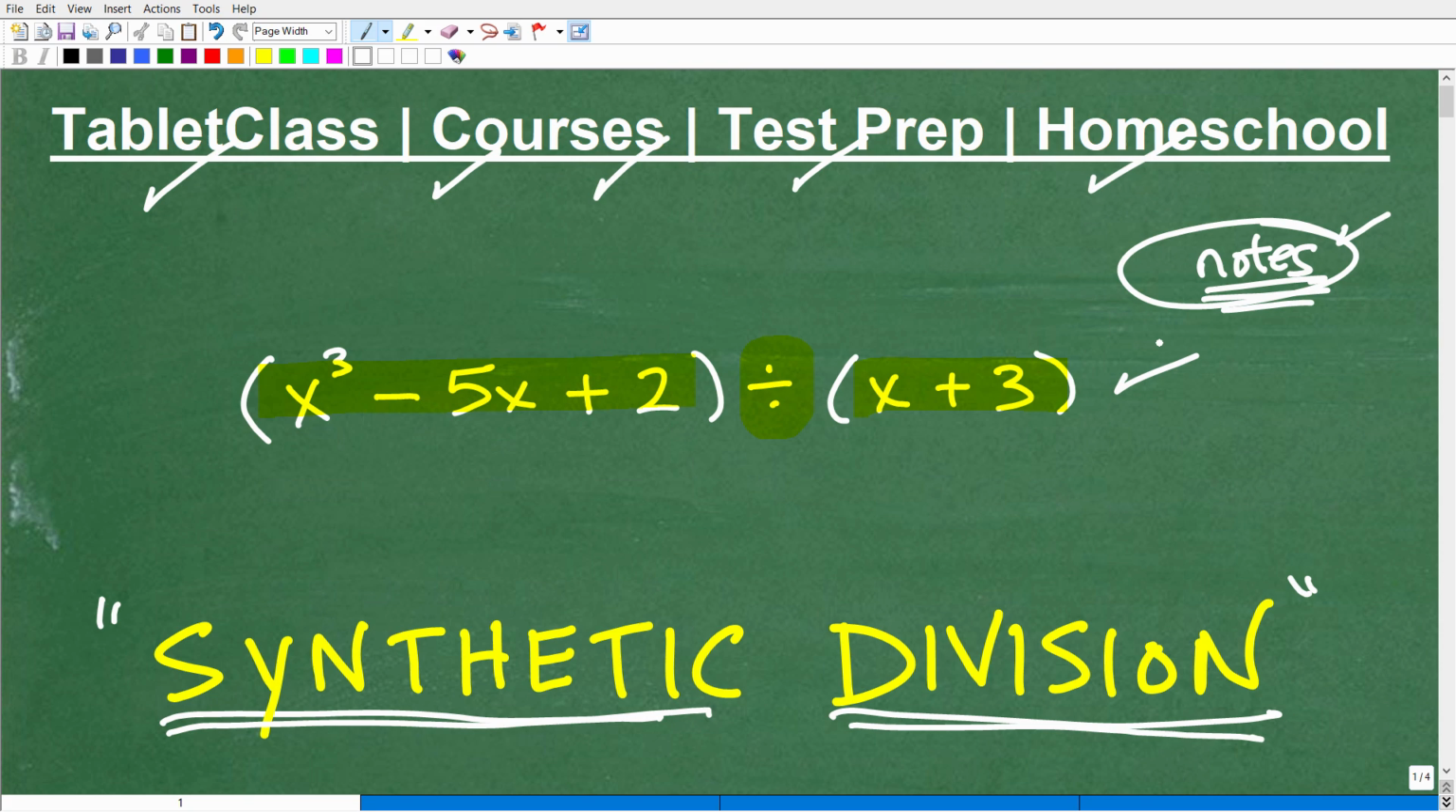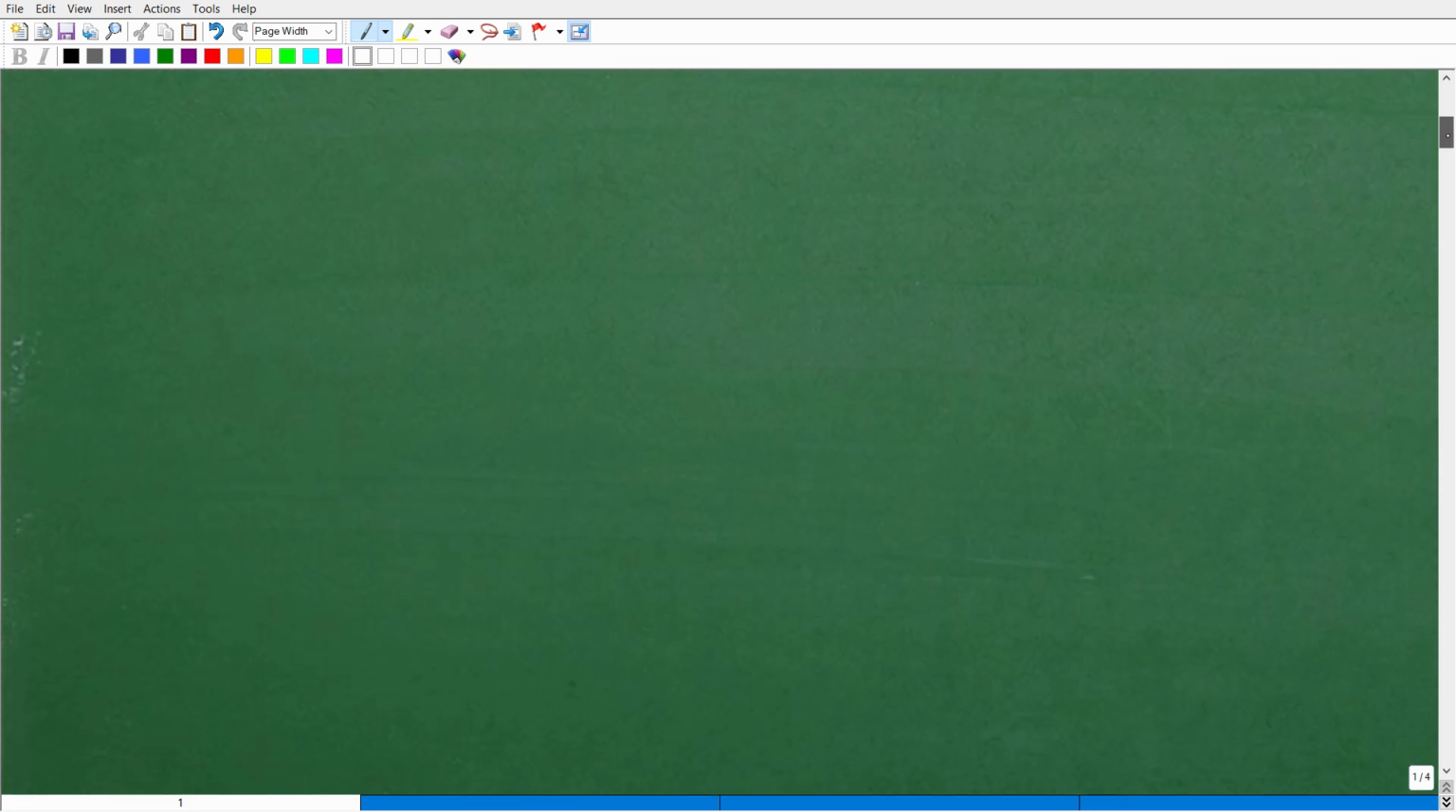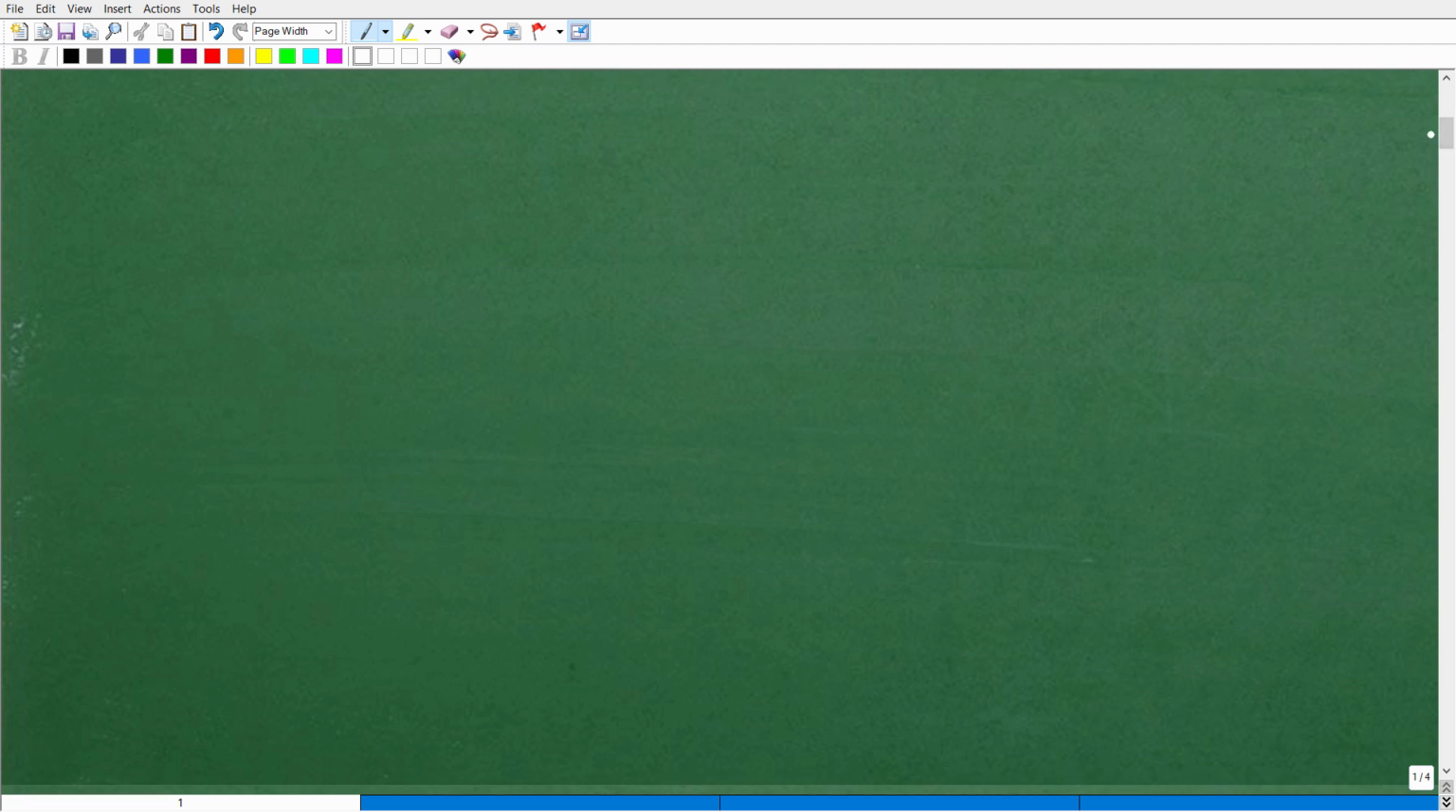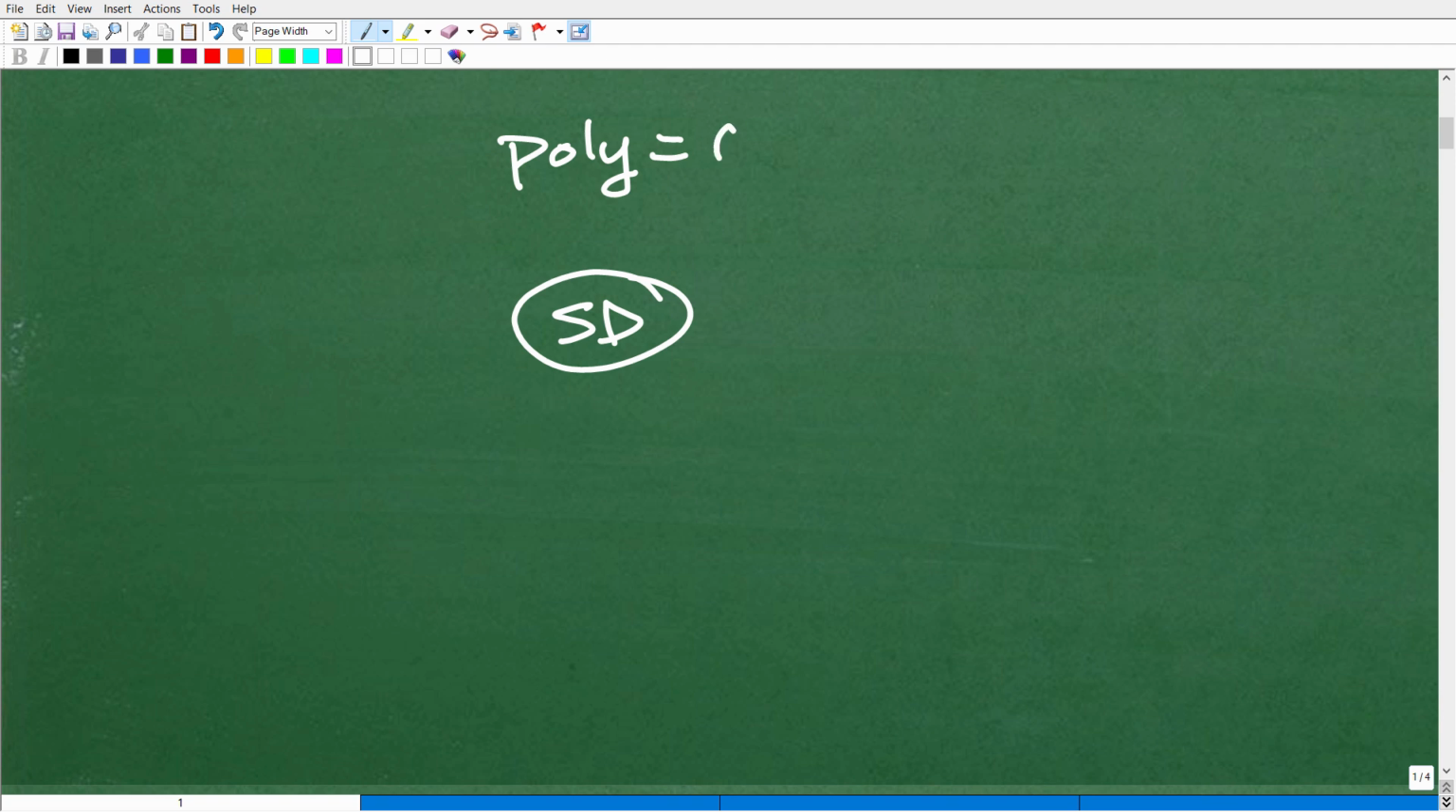All right, so let's get into synthetic division, and we're going to do this problem. But why do we need to know polynomial division or synthetic division? Okay, so let's put this right here. When we have a polynomial equation, so we have something, and we set that polynomial equal to 0. Let me give you an example.